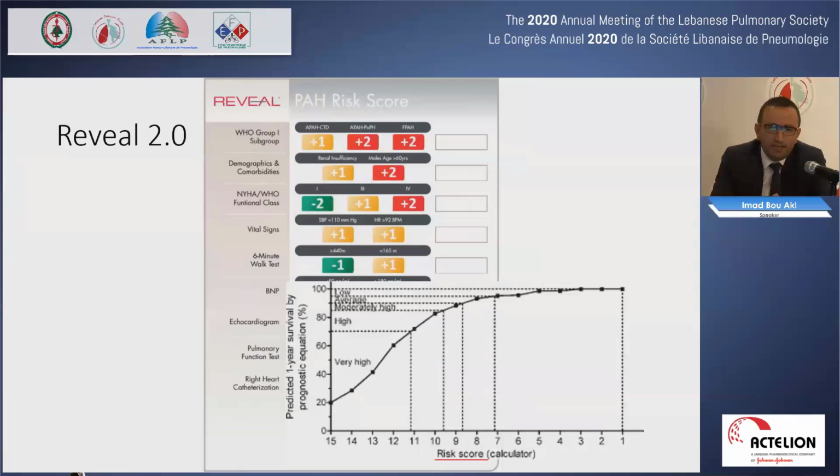And this is a graph that really quantifies the predicted 1-year survival depending on your score. And you can see that with a score of 7 or less, you have a good survival and you're low risk. If you have a score of 7 to 9, you're in the average, and your survival is around 90%. And if you're above 11, that's a very high risk of mortality. So what you want is to keep your patient at 7 or below, maybe 8 level.